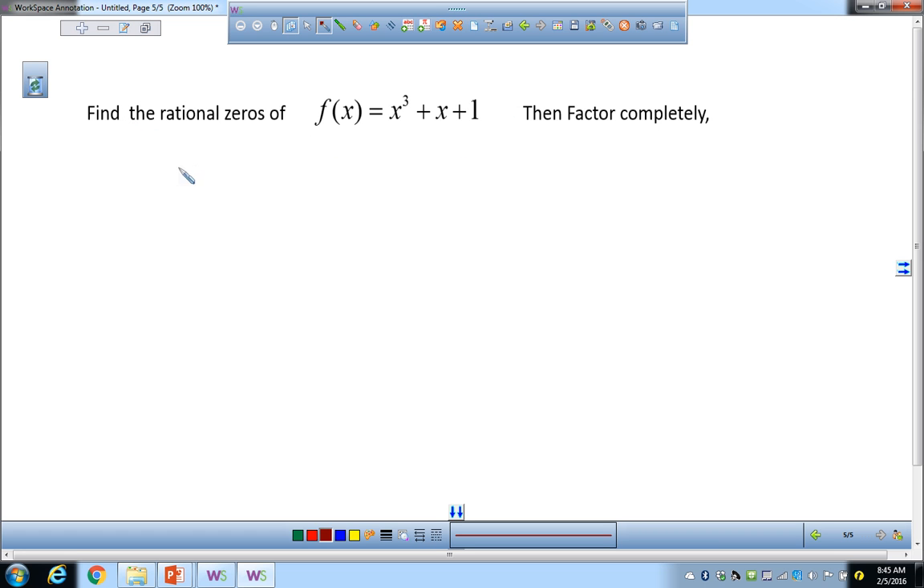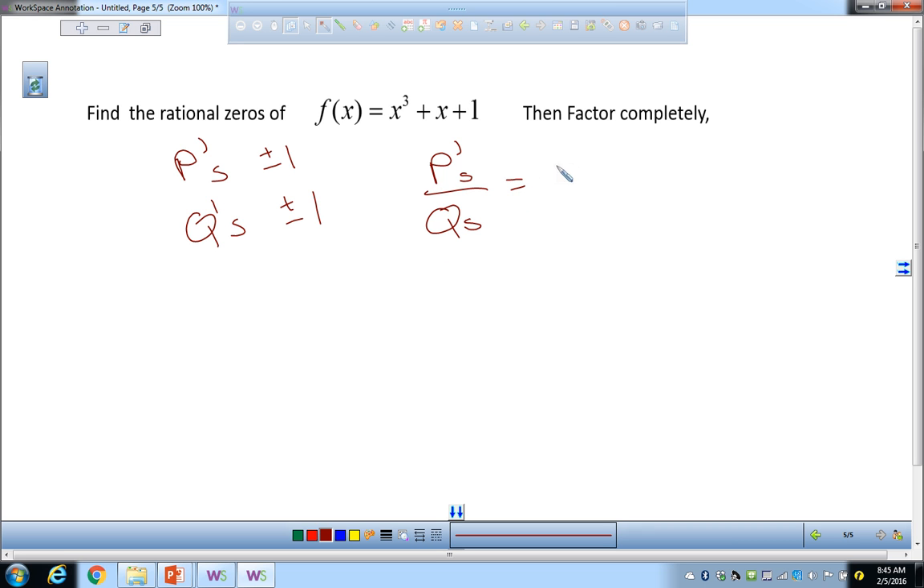So what are the possible p's? Plus or minus 1, right? That's the factors of this. And what are the possible q's? Also plus or minus 1. Easy, right? So the only possible p's over q's are just plus or minus 1, okay? So those are the only possibilities for rational zeros. Okay? So I'm going to do synthetic division on this.